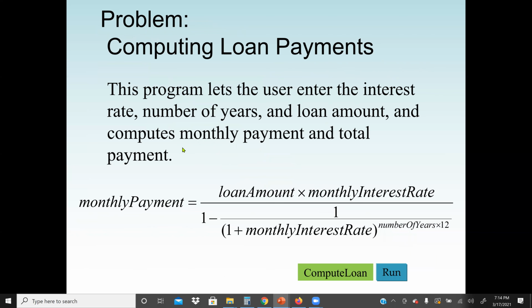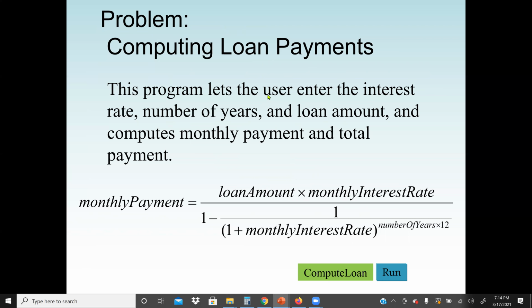So let's see an example. We are going to apply what we learned now in a program to compute a loan payment. So we know that the first thing we have to do is our requirement specification. So the requirement specification is for us to understand what we are going to do, the program. So in this program, we are going to write a program that can compute a loan payment of clients or customers. So this program lets a user enter the interest rate. So that's one of our inputs, the number of years, and also the loan amount. So those will be our input.